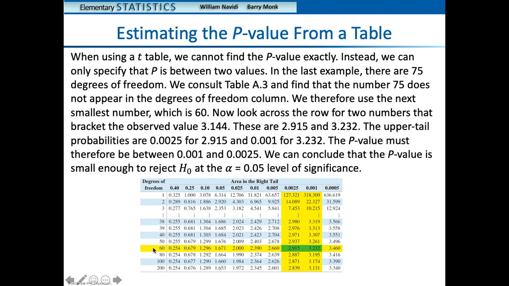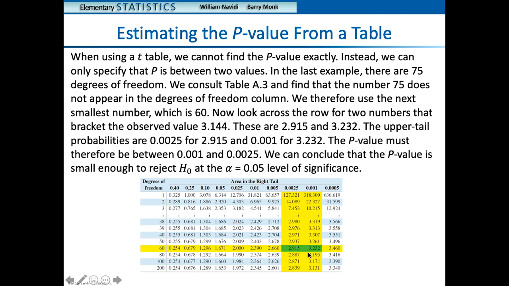Now, in order to find the exact p-value, you would have to find the exact number 3.144 somewhere in this row, which most of the time you won't. So instead, what you do is you find the two numbers that are closest but fall on either side, the two numbers that bracket the observed test statistic. In this case, we see that the two numbers in this row that bracket 3.144 are 2.915 and 3.232.